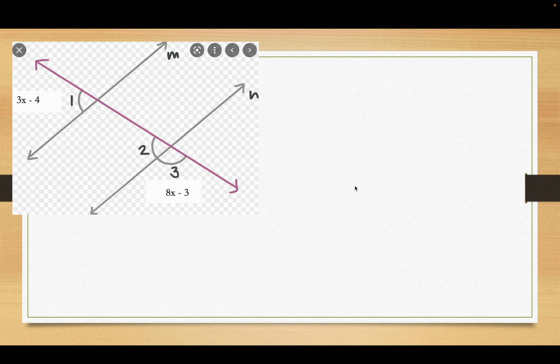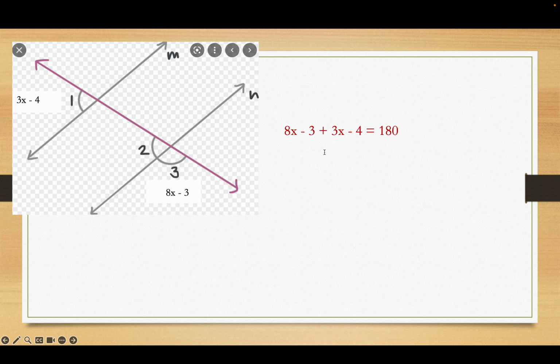All right, let's find the value of x in this diagram where lines M and N are parallel and the purple line is the transversal. So, in this case, one angle is acute and one angle is obtuse, or you can think of it as if we did drag and drop, they would land next to each other, add up to a straight line, which would be 180 degrees. Same sides, same operation.